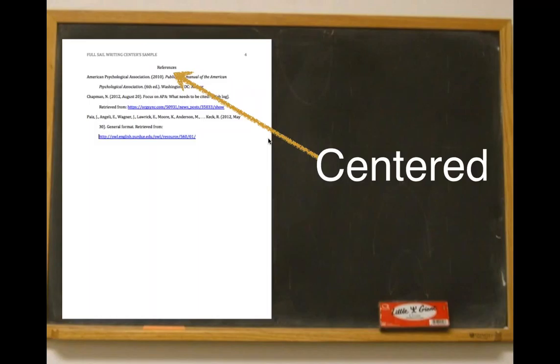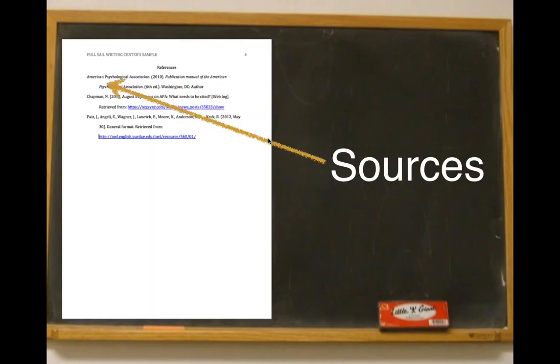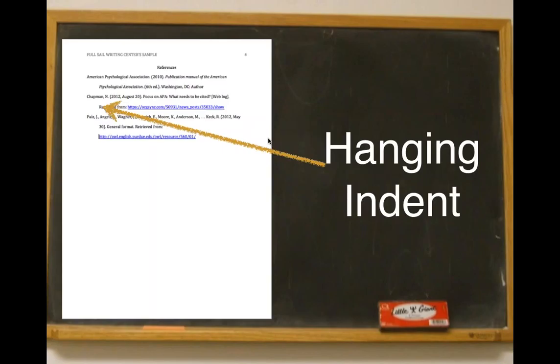References should be centered at the top of the page. It should not be in bold or underlined or in italics. And then sources should be listed alphabetically by author's last name. If an author has more than one work, organized by the date of publication. And then the reference list should be double spaced with no extra spaces between sources. Every line after the first line of each entry should be indented. This is called a hanging indent.